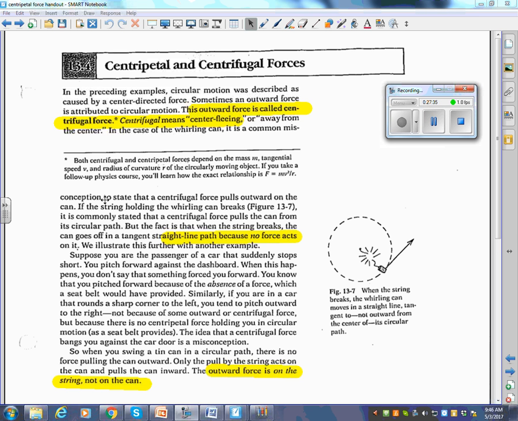Now, if the string holding the whirling can breaks, it is commonly stated that a centrifugal force pulls the can from its circular path. So if I wheel it around my head and then I let her go at Bailey, I kind of threw it, didn't I? Just to be safe, right? What happened? There was no force causing it to go there. It was a lack of force that caused it to go there. There was no more force on the string.